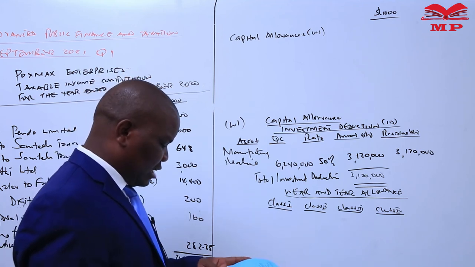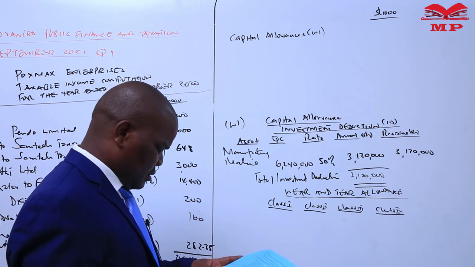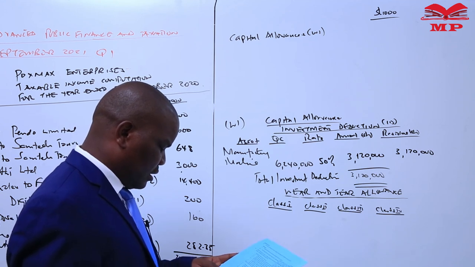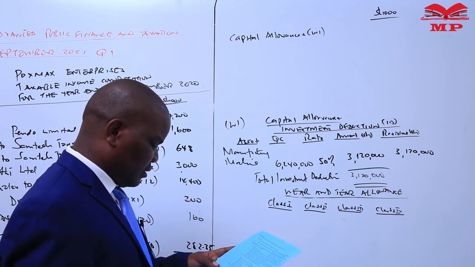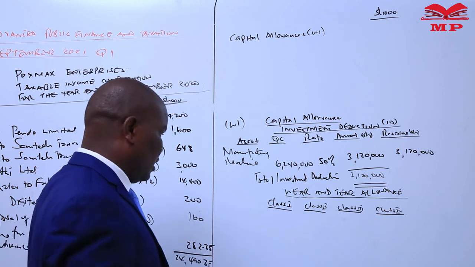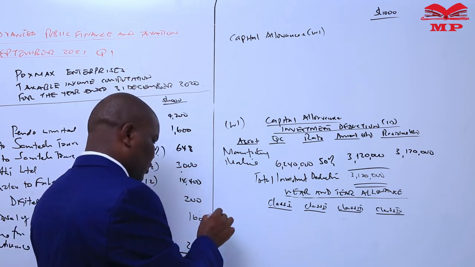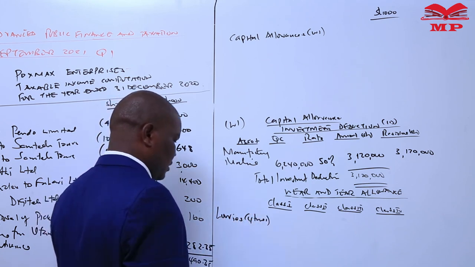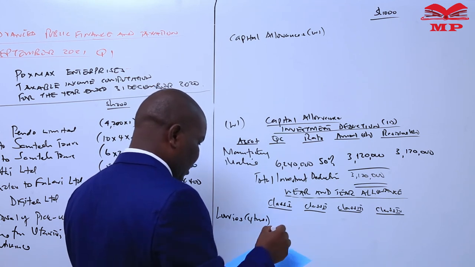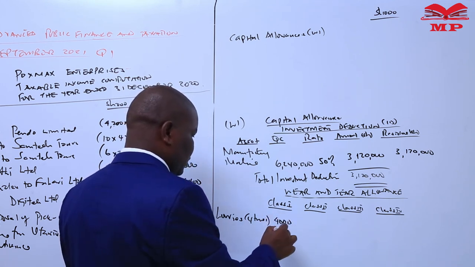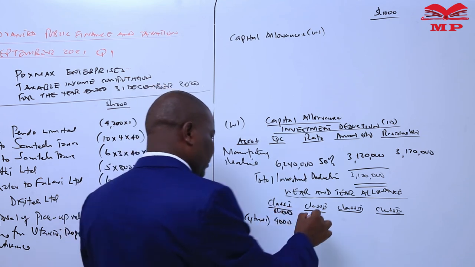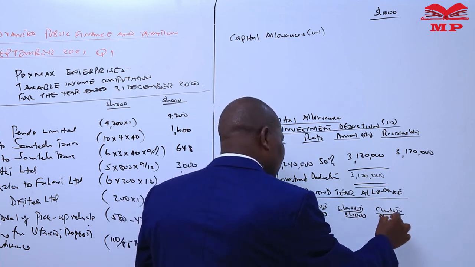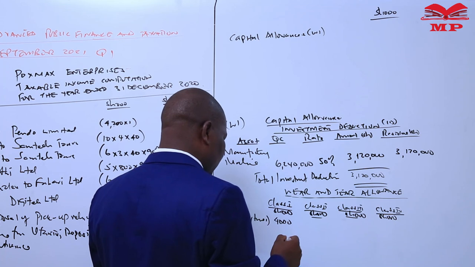Now, we have the written down values at the beginning of the year. So we are told in note 3, Roman 2, the written down values of the following assets as at 1st January 2020. So one, we have lorries of 4 tons. A lorry of 4 tons is a heavy earth-moving machinery, so it belongs to class 1. We can carry 3 zeros for purposes of easy computation. So class 1, that is for the lorries.